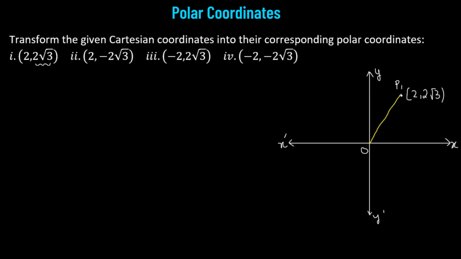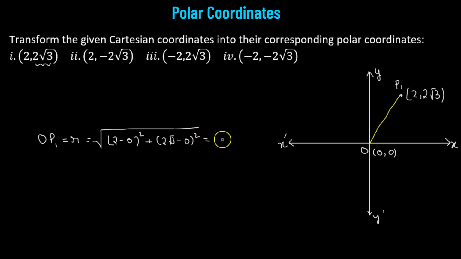OP1 is going to represent the radius, and here we can easily use the distance formula because the origin has the coordinates (0, 0). I hope you're familiar with it. We take the square root, and underneath the square root, first we take the square of the difference of the x coordinates, so that's (2 minus 0) squared, added to the square of the difference of the y coordinates, so we have (2√3 minus 0) squared, and this will correspond to a value 4. Fine. Now our next task will be to find the angle theta.